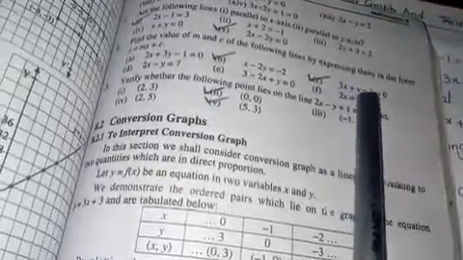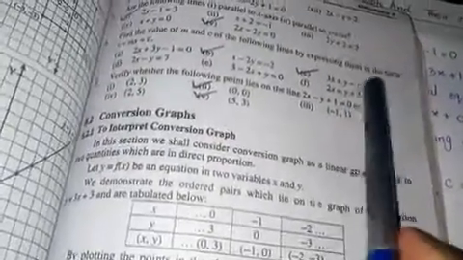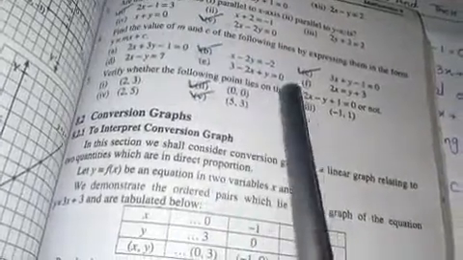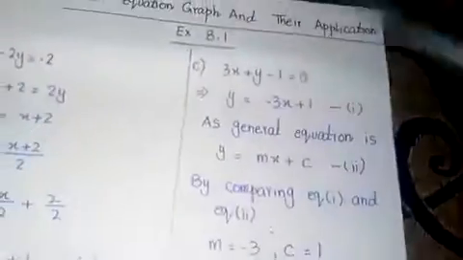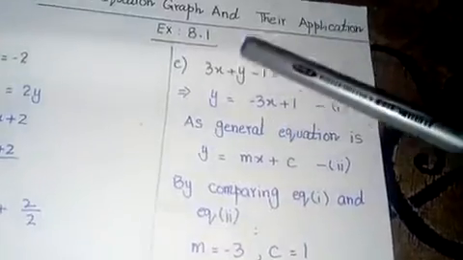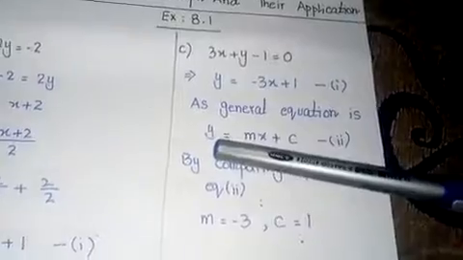Clear? Now the next part of this question is this: 3x plus y minus 1 is equal to 0. Clear? Again you have to convert, you have to find the values of m and c. So to find the values you have to convert this into the general equation. It will be given in the question. Clear? Now let's see the solution. Here is the question: 3x plus y minus 1 is equal to 0. I have converted it. y should be on the left hand side, as you can see in the general equation.